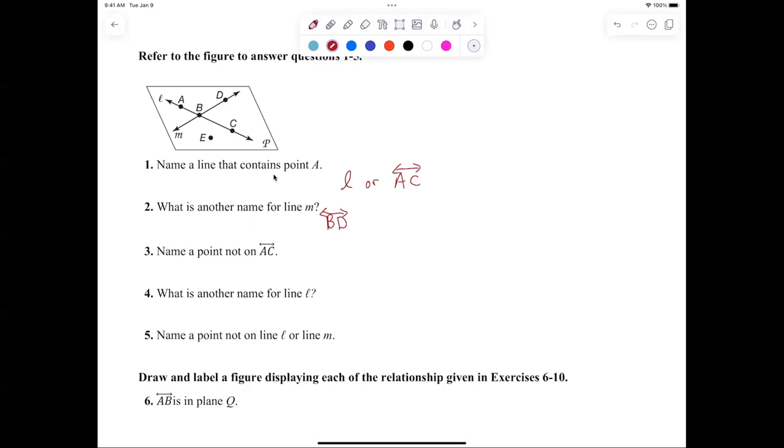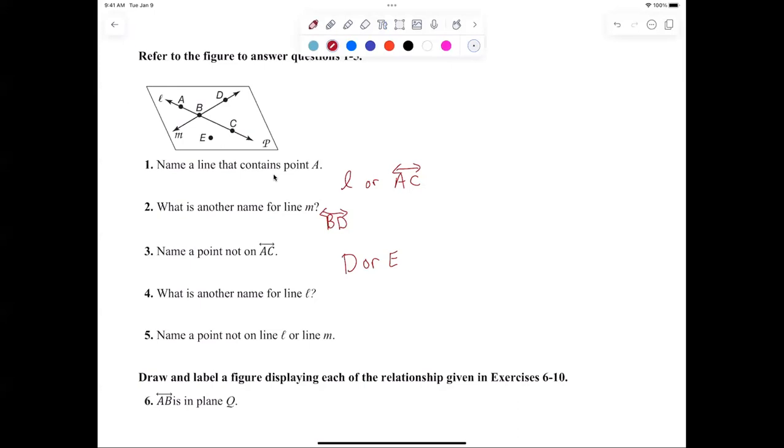Name a point not on AC. Right, we could say D, or what else? Is there any other letter? No, don't confuse P with a point. Does everybody agree with that? All right, any questions?